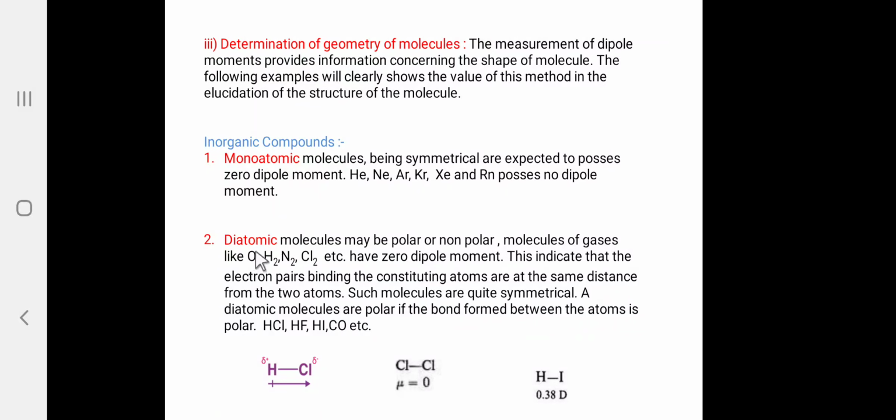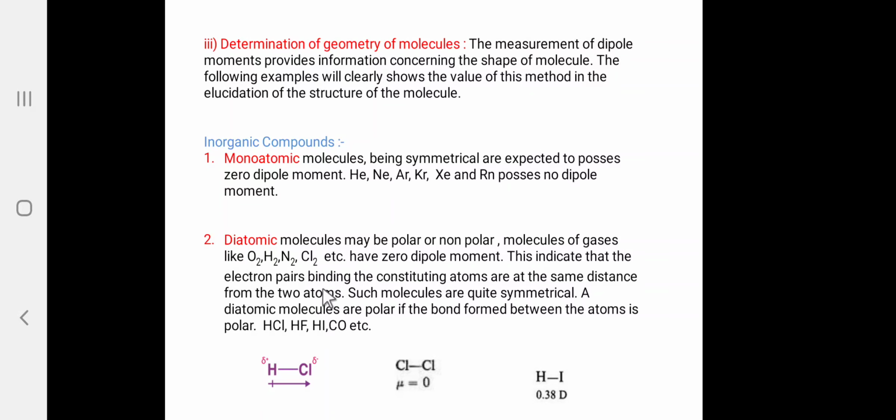Then the second one is the diatomic. When we consider diatomic molecules, they may be polar or non-polar. In case of the diatomic, there are two types of molecules, homodiatomic and heterodiatomic. The homodiatomic molecules O2, H2, N2, Cl2 have zero dipole moment. Let us consider the Cl2 molecule. Both the chlorines are electronegative atoms, but both the constituents are chlorine, so the shared electron pair is equally shared. That is why mu is equal to 0. So there is no dipole moment in case of the homodiatomic molecule.